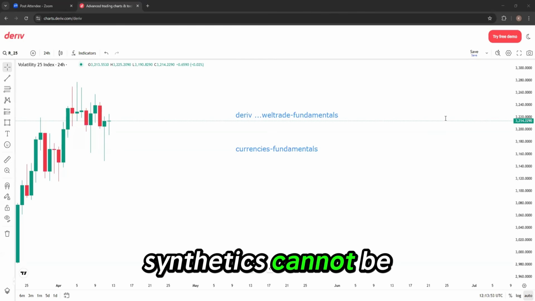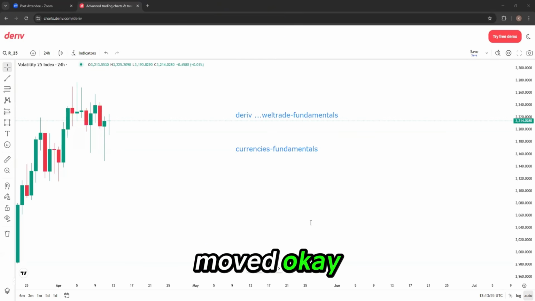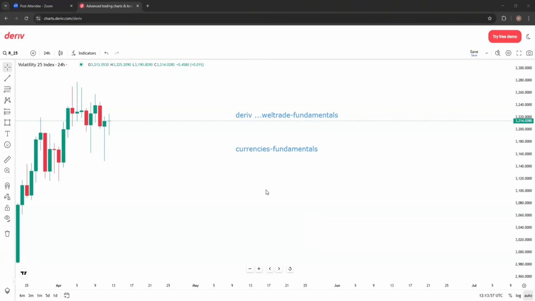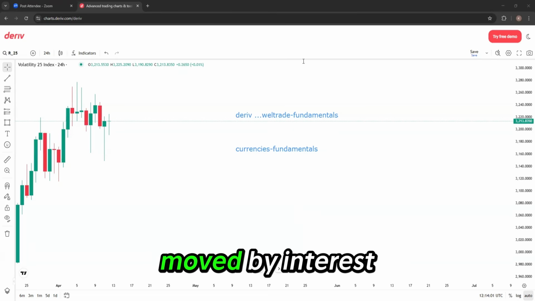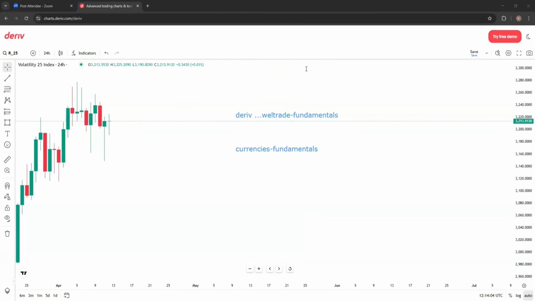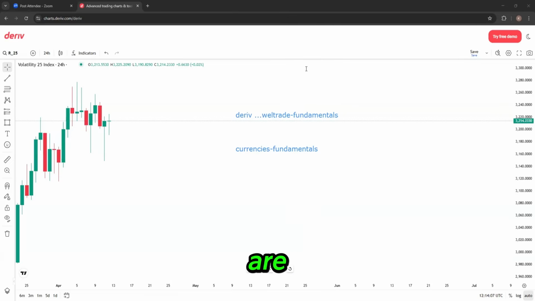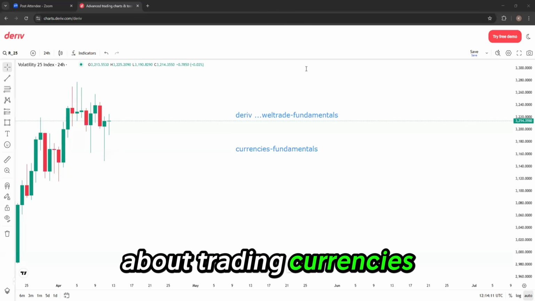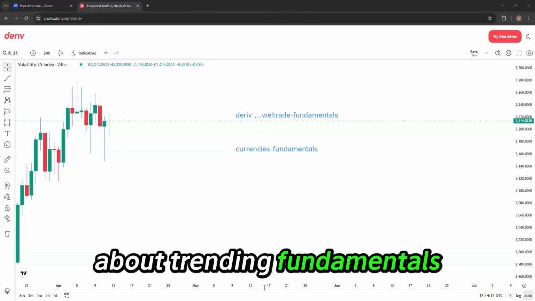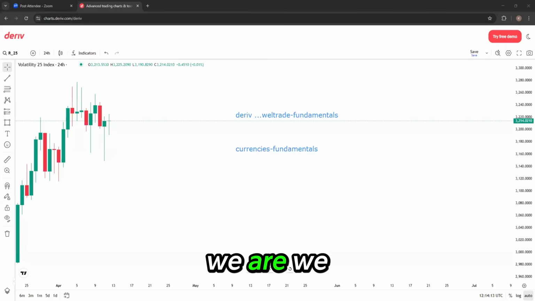Synthetics cannot be moved by interest rates. But currencies are. That's why you see that we don't talk about trading fundamentals when we are trading derivative or world trade.